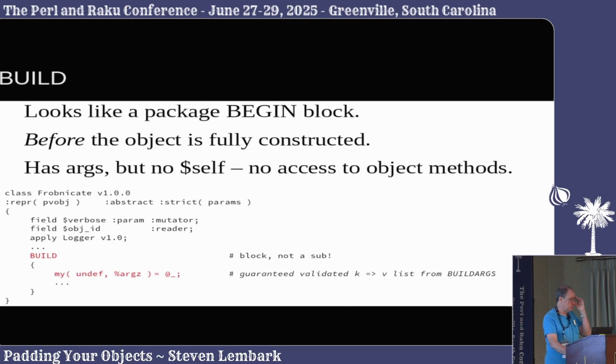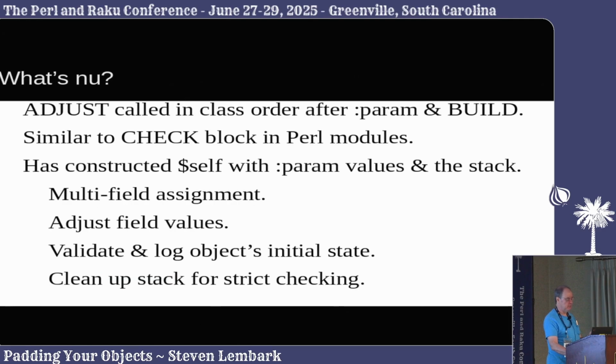This is taken from Moose. Don't use it. The problem with it is it's fired off before the object is constructed, once for each layer of the stack. It doesn't have access to self. It doesn't really have access to a complete object. It can't call methods on the object to set or validate things. It's really hamstrung in what it can do. So it's there, but it probably isn't the right way to do it.